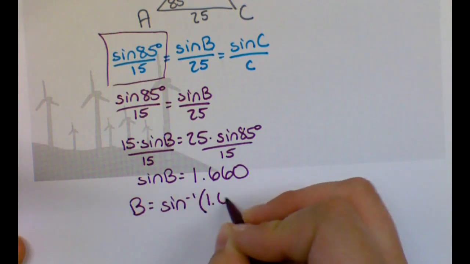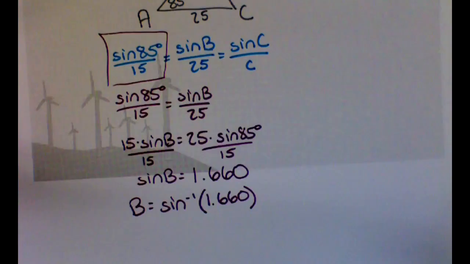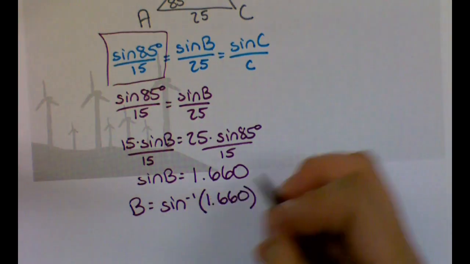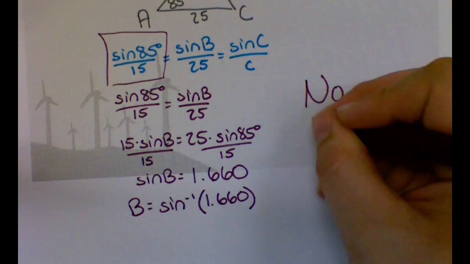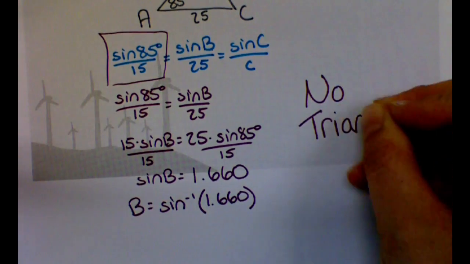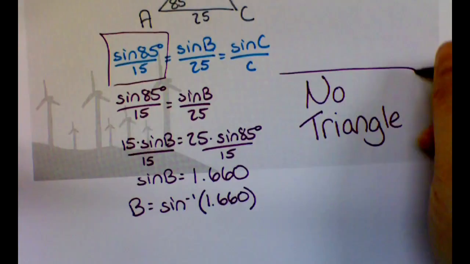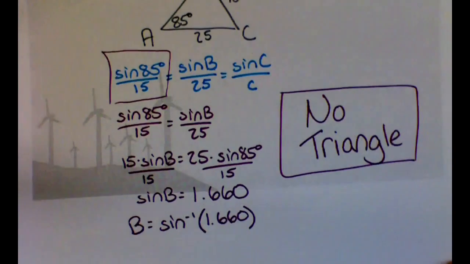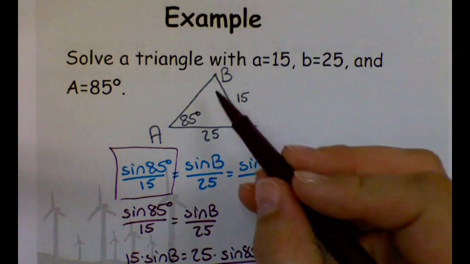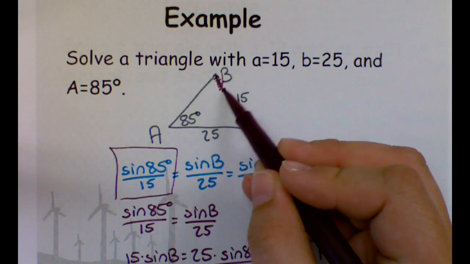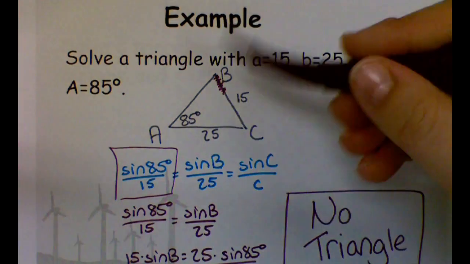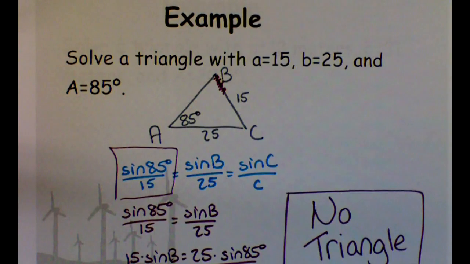of 1.660. When you type that in your calculator, you'll notice you get an error because you cannot evaluate arc sine at a number bigger than 1 or less than -1. The answer to this is no triangle. It is impossible to make a triangle with those measurements. Really, what would happen is that this side would be too short and would never end up reaching that third side. So my triangle would not close.